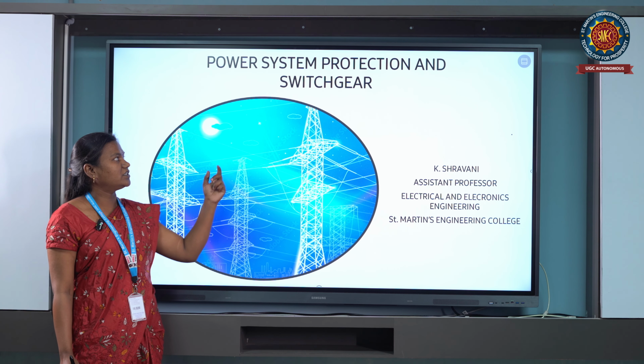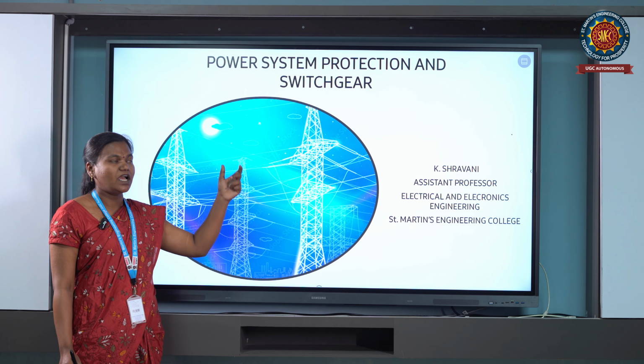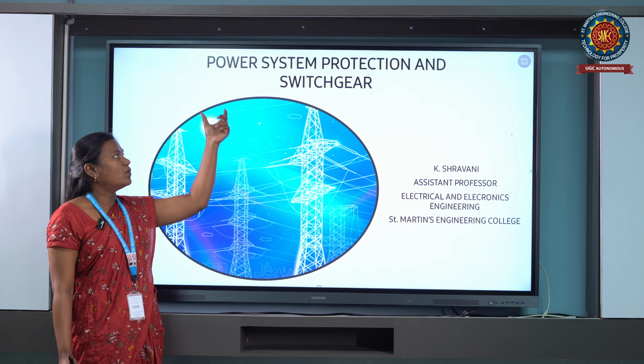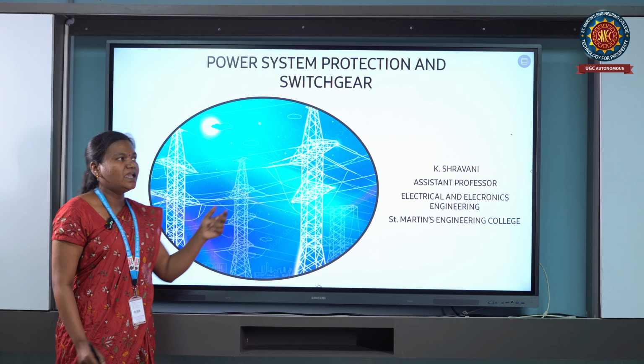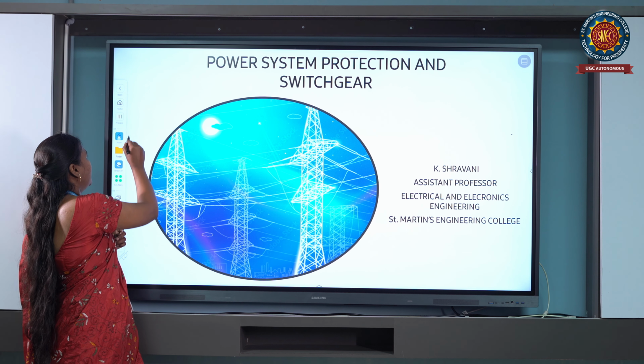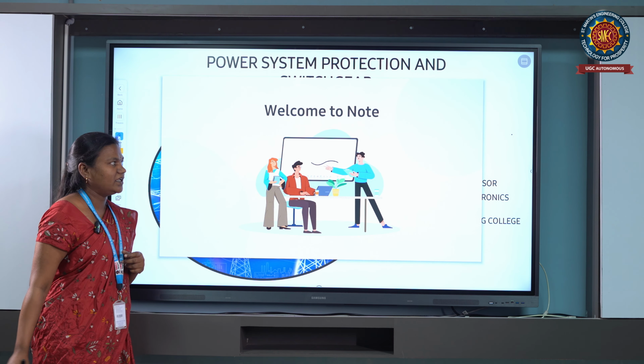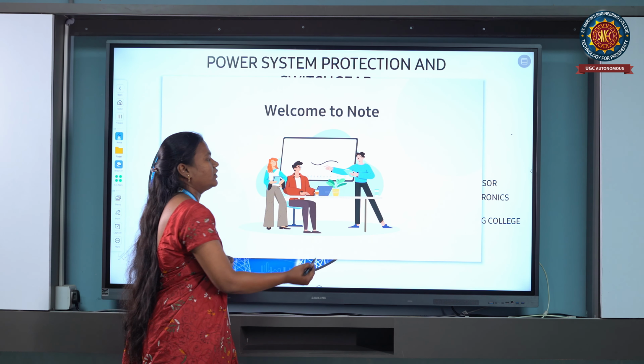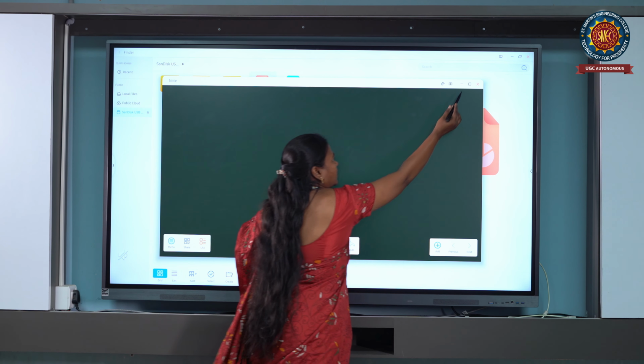Today I want to discuss power system protection and switchgear. Before going to discuss protection and switchgear, I want to give some information about what is meant by a power system. A power system contains four categories. What are the categories here?